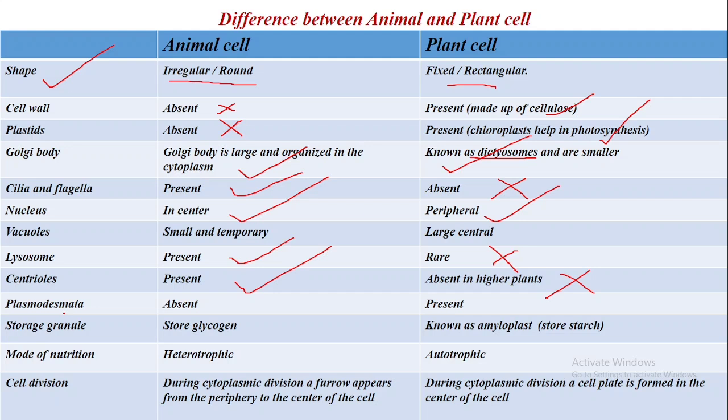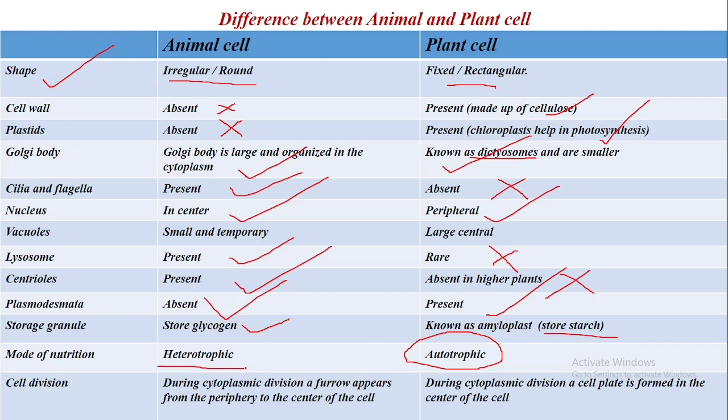Plasmodesmata, which help in cell-to-cell connection, are present in plant cell but absent in animal cell. Storage granules in the case of animal cell store glycogen, but in the case of plant cell they store starch. Mode of nutrition in the case of plant cell is autotrophic. They can make their own food by the process of photosynthesis, but animal cells are heterotrophic.